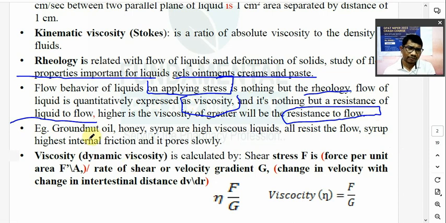For example, if you pour water from a glass to a cup, it is easily poured. If you try to pour groundnut oil or honey, that will take time. Syrup is a highly viscous liquid, and there is the flow.